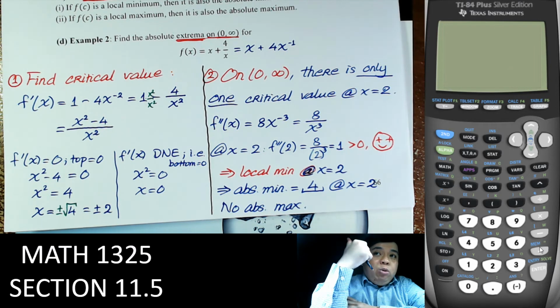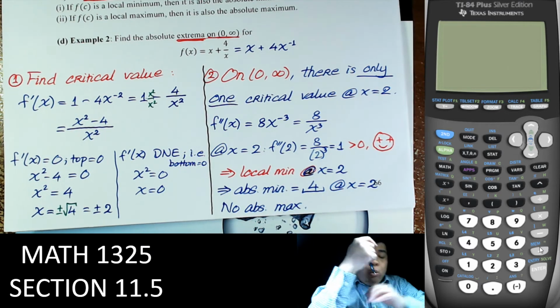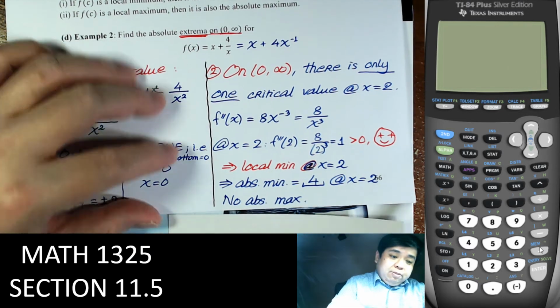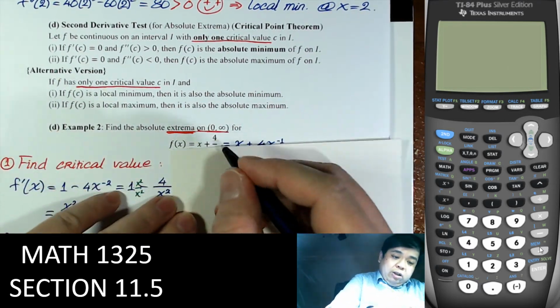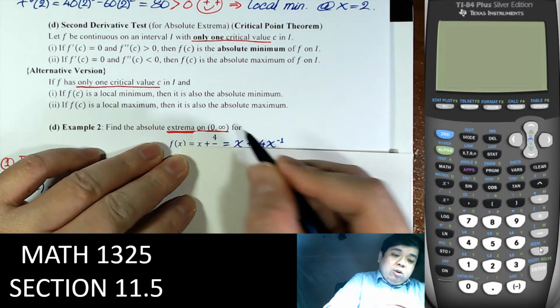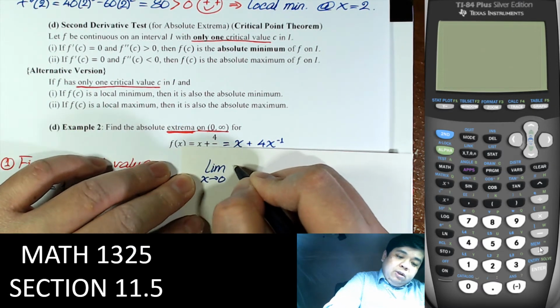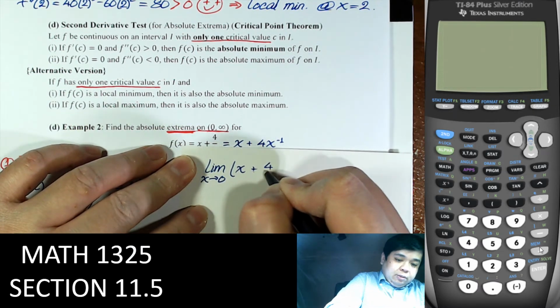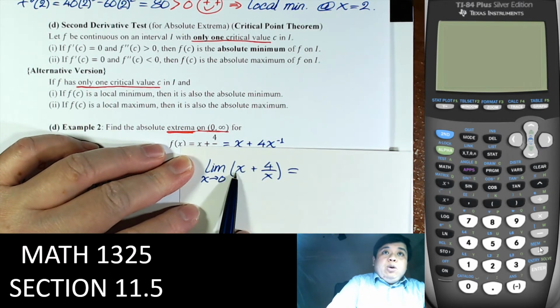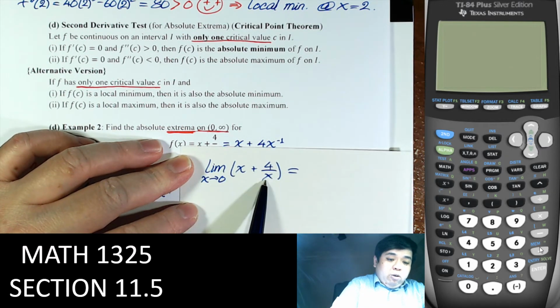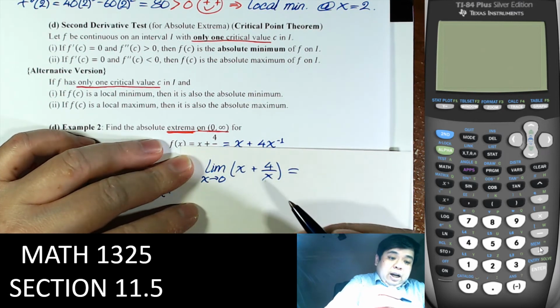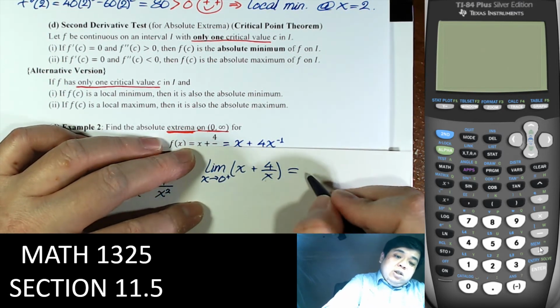So that's what this theorem is about. If there is only one critical value on the interval, then if it is a local max, it will be absolute max. If it is a local min, it will be absolute min. Now in case of this problem, how do we know that there is no absolute max? Well, we know it goes from 0 to infinity. If x goes to 0, putting 0 here, we have 0 and 4 over 0. It's going to be on the positive side, so that's going to be infinity.